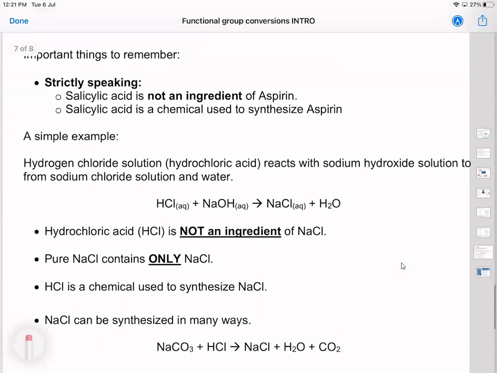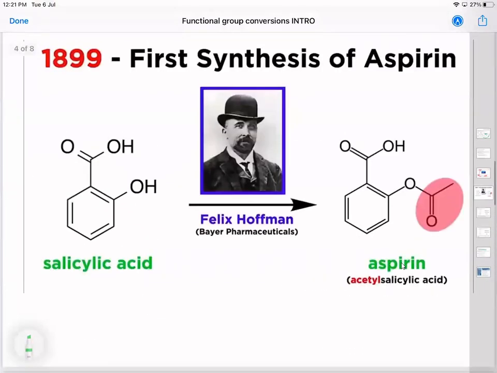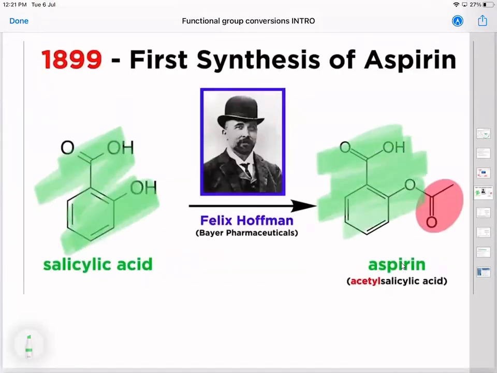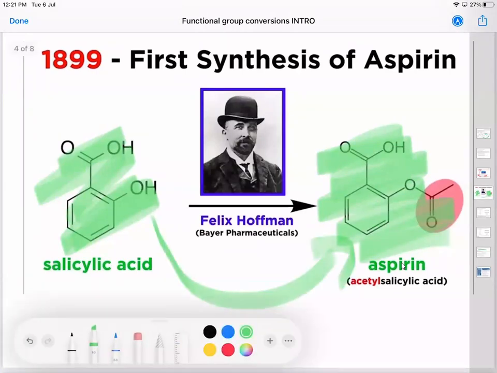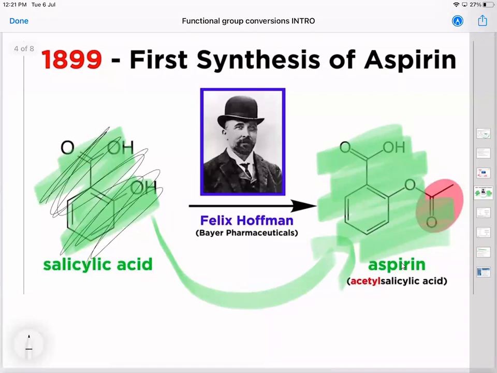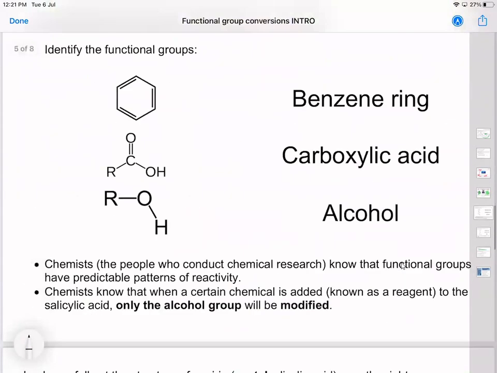Okay, so it's very important, and this is not so much part of the textbook and the syllabus and what you need to know to pass the exams, but it's important to think about what this means. Strictly speaking, salicylic acid, the starting thing, is not an ingredient of aspirin. It's a chemical used to synthesize the aspirin. In other words, we take all of this on the left and we turn it into what's on the right. So when we're done with the reaction, none of this is left and we only have that. So we don't consider it an ingredient. We don't say that they exist simultaneously. The one gets converted into the other.